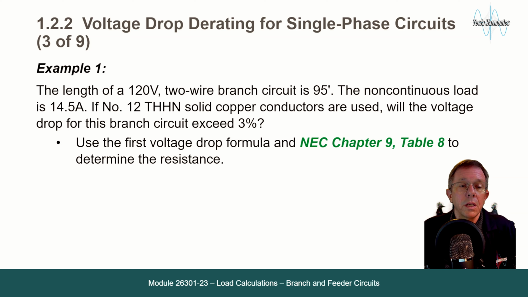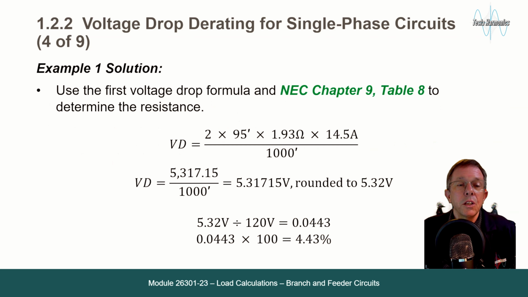Example 1. The length of a 120 volt 2-wire branch circuit is 95 feet. The non-continuous load is 14.5 amps. If number 12 THHN solid copper conductors are used, will the voltage drop for the branch circuit exceed 3%? Use the first voltage drop formula and NEC Chapter 9, Table 8 to determine the resistance.